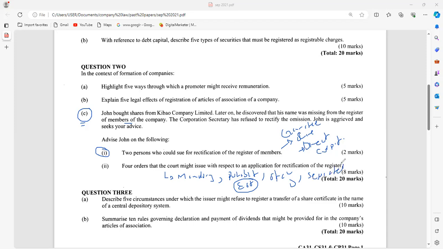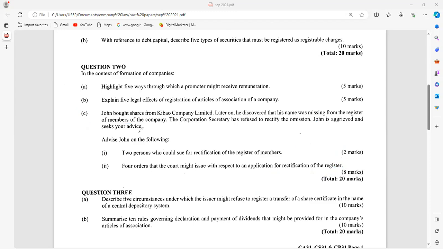So it's just a question of what's the problem with the name and what do you want the court to do? Or if it was incorrectly put there, they can order them to correct it. So all these are orders that the court can give in relation to the register of members. Is that clear? Yes, it's clear. Okay.